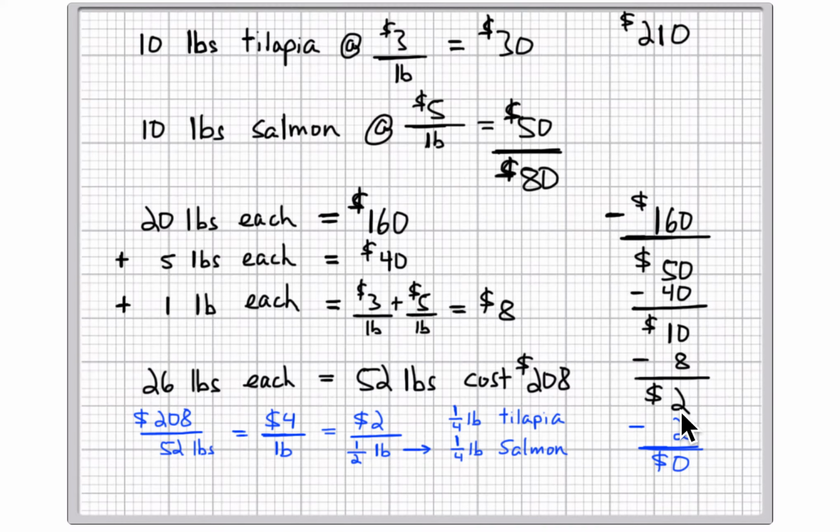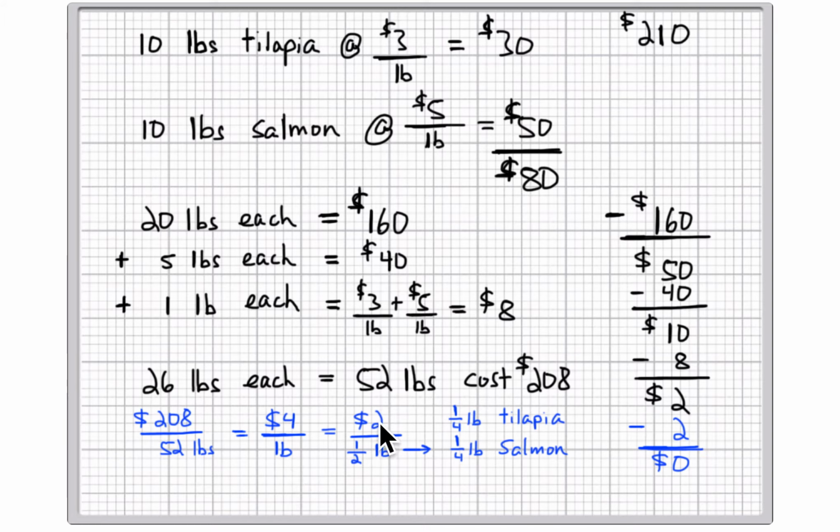Several ways to do that. But let's say that I spent $208 and I bought a total of 52 pounds. So I bought 26 pounds of one, 26 pounds of the other. So a total of 52 pounds, it cost me $208. So the average amount that I'm spending per pound is $4. And you can see that from the equation. Let's look at right here. The average of 3 plus 5: 3 plus 5 is 8. 8 divided by 2 is 4. So the average cost per pound is $4.